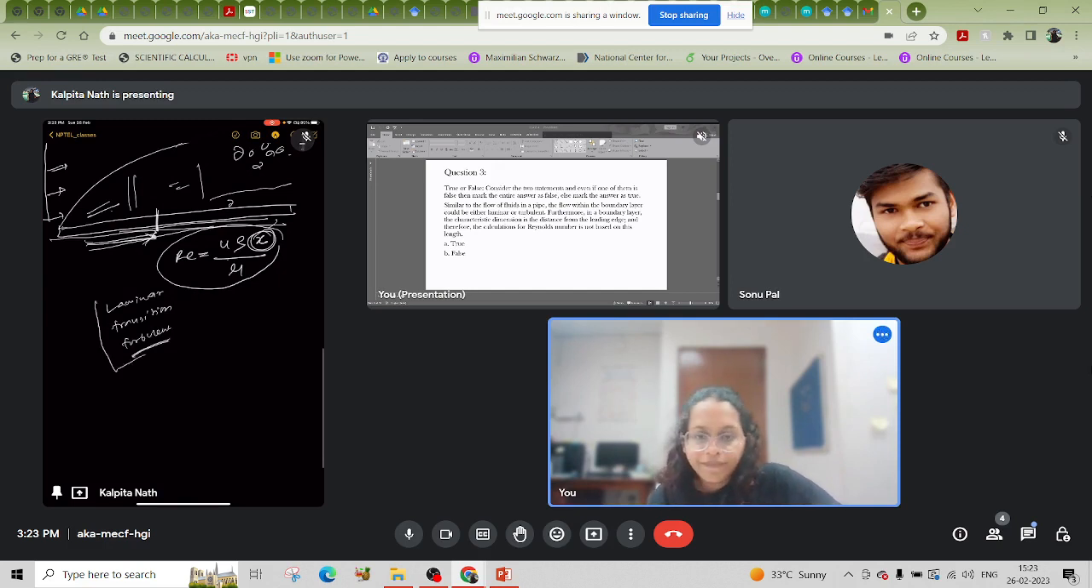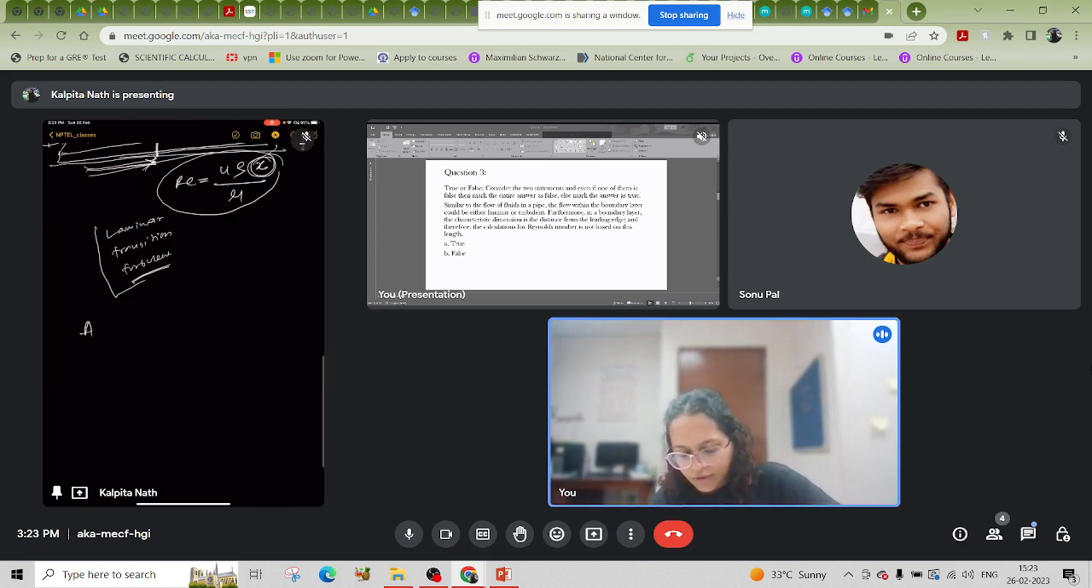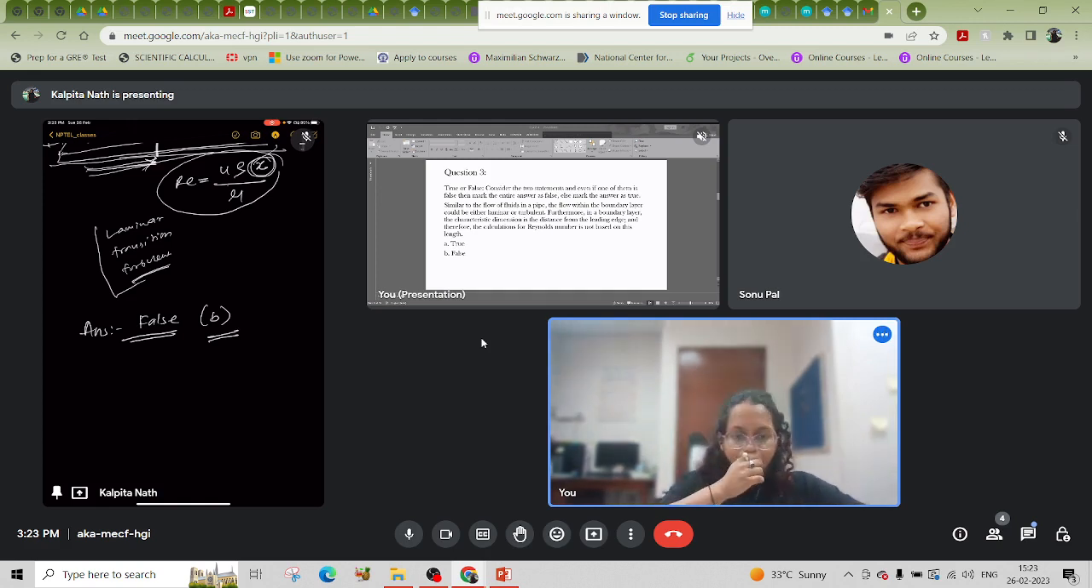So thus, as we can see the second line of the question, in a boundary layer, the characteristic dimension is a distance from the leading edge, and therefore the calculations of the Reynolds number is not based on this length. This is completely wrong. So that's why the answer of this question will be false. So that answer will be B. Okay. So do you have any doubt regarding this?